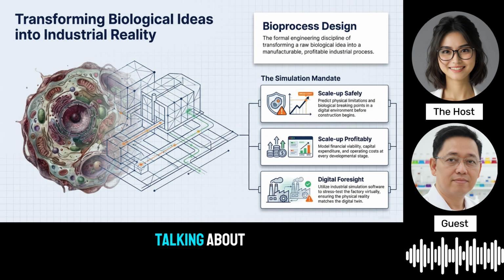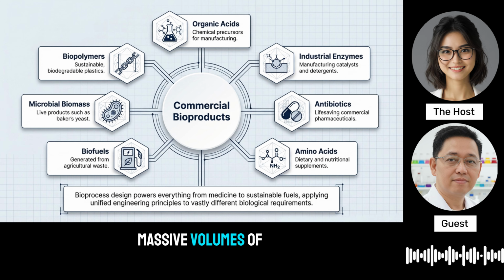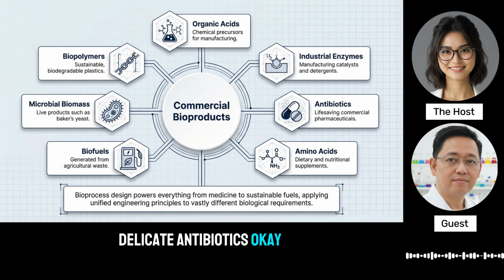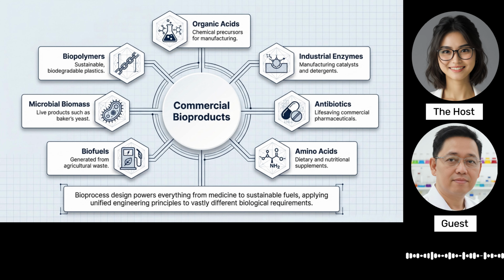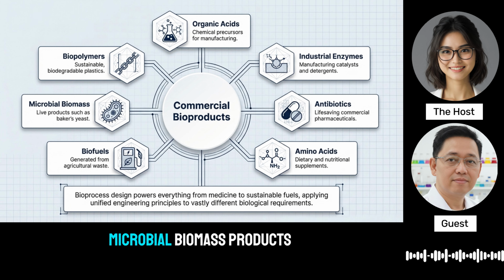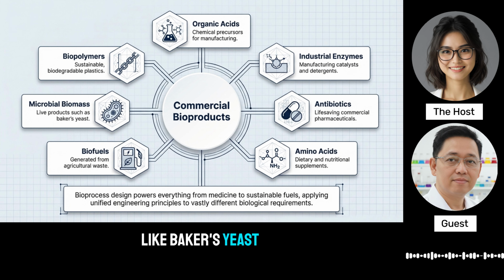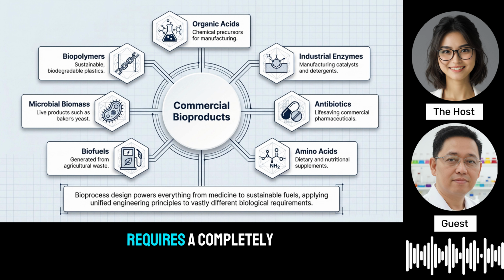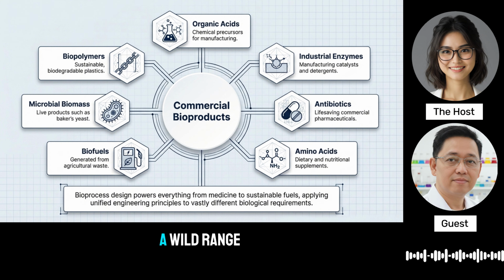What kind of categories are we talking about? Oh, there are many. You have organic acids used in the food industry, massive volumes of industrial enzymes, and delicate antibiotics. Okay, so food processing and medicine. Right. But also amino acids, advanced biofuels made from agricultural waste, biopolymers, and even microbial biomass products. Wait, microbial biomass? Like what exactly? Like baker's yeast. That is a massive industrial bioproduct. And every single one of those requires a completely different biological environment and physical infrastructure. That is just a wild range of products.